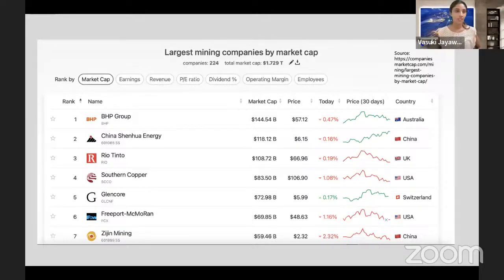So BHP, Rio Tinto, Glencore, and there are many other companies. These are like the biggest ones. And you see the market capitalization is marking billions of US dollars. So this is how big the mining industry out there is.